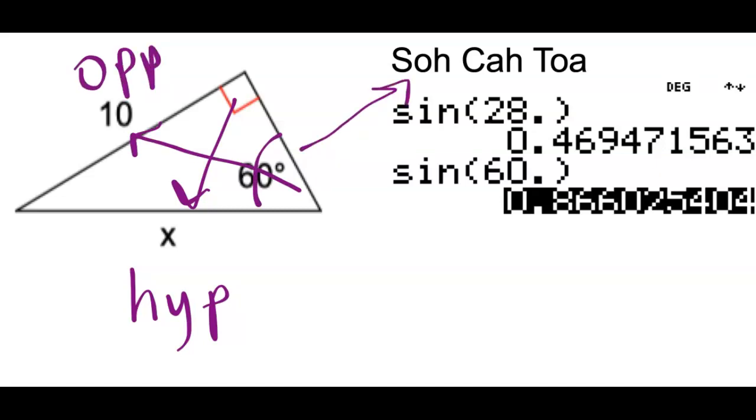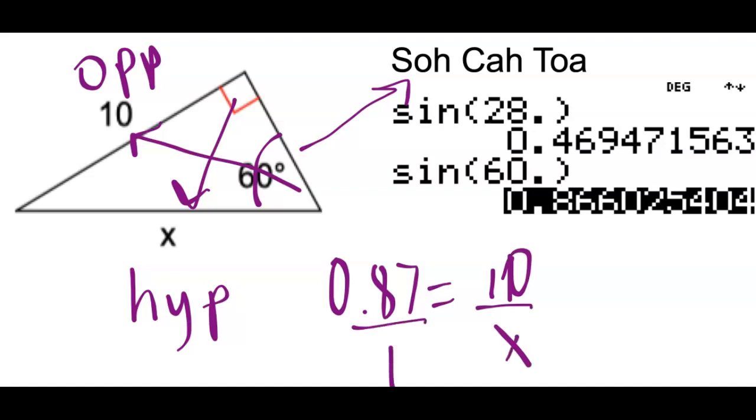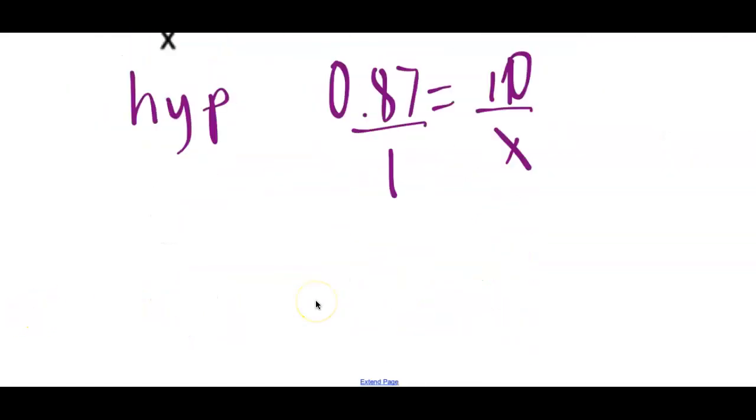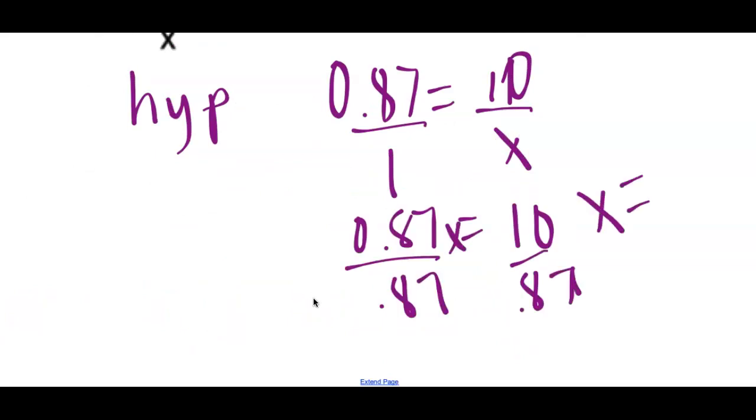So sine of 60 degrees is 0.87. It's going to equal opposite, in this case, which is 10 over x. So again, we get a two-step equation here. We're going to take 0.87 times x and divide both sides by 0.87 to get our answer.